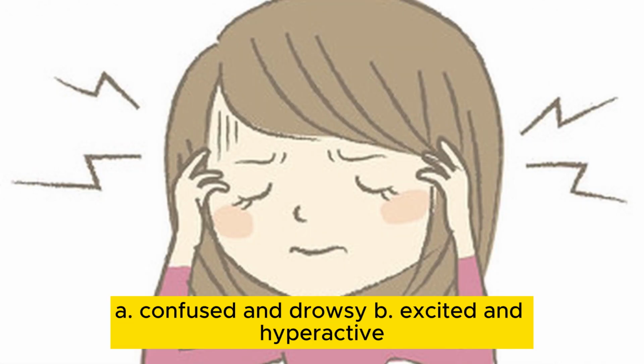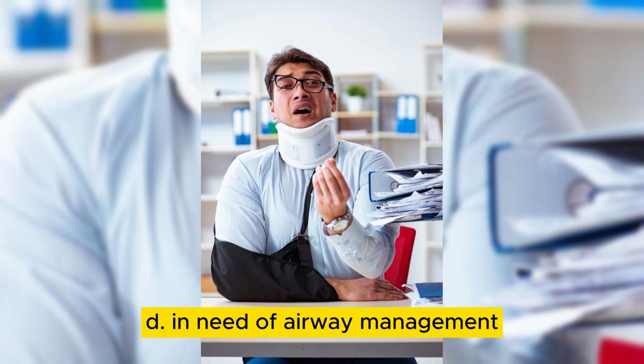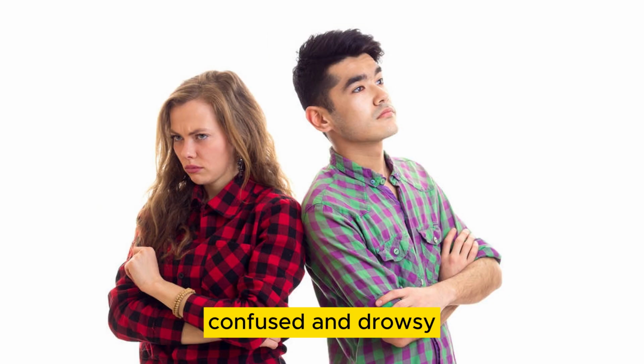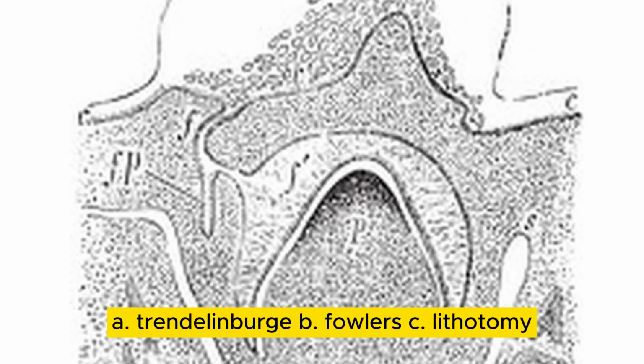After a patient has had a grand mal seizure, one would expect the patient to be A. Confused and drowsy. B. Excited and hyperactive. C. Hypotensive with decreased pulse. D. In need of airway management. E. Needing immediate transport to the hospital. Confused and drowsy.